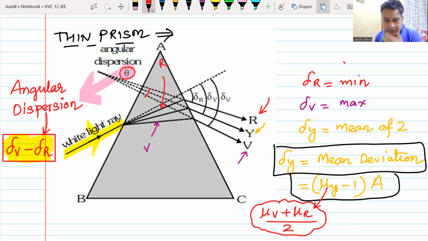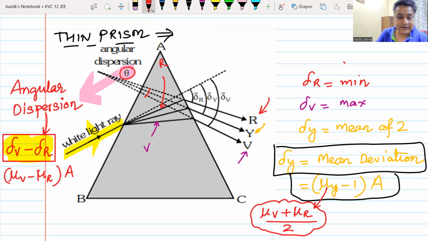Formula number 2 will be putting the value of delta V and delta R. Delta V is mu V minus 1 into A. Delta R is mu R minus 1 into A. If I subtract them, I will have the second formula. And how will it look? It will look like this: mu V minus mu R multiplied by A. Do we understand this? Yes, sir.